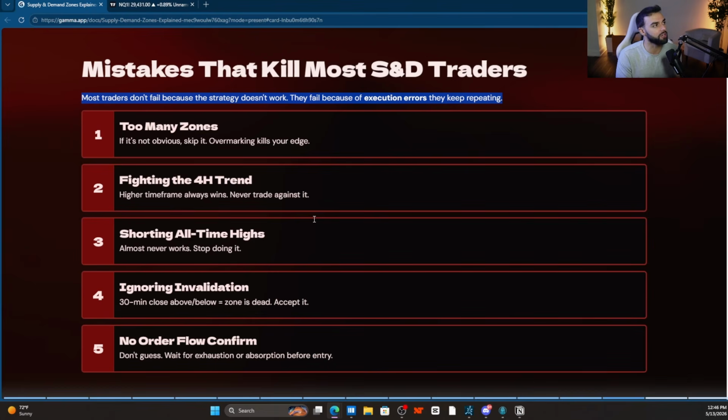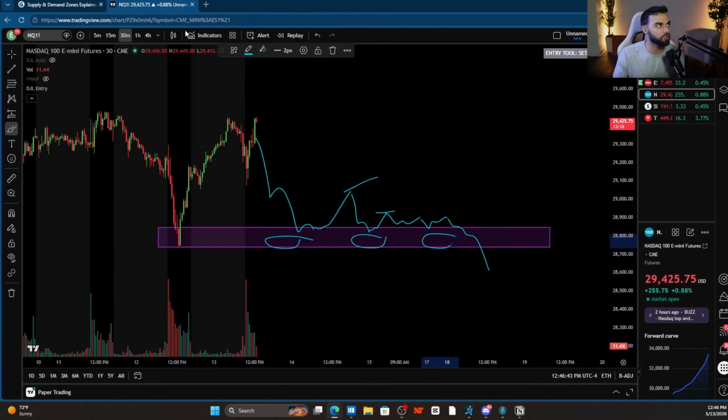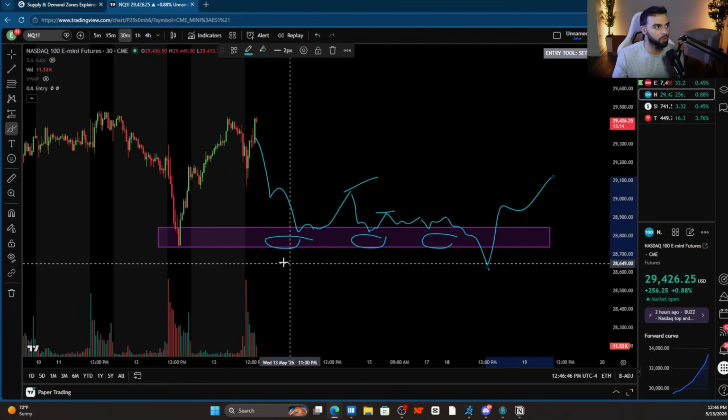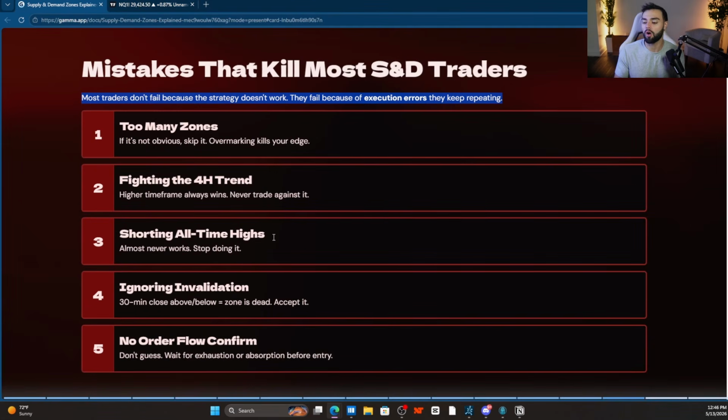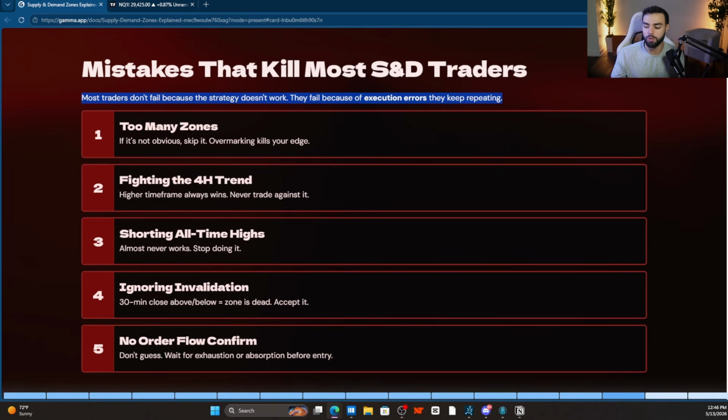Ignoring zone invalidation. If a zone is invalid, it closes underneath in the 30-minute time frame. It did that for a reason, right? The win rate of those zones drops. Ignore it. Stop trading it. And no order flow confirmation. Don't just take a trade because we bounce off a zone or because we're in a zone. Wait for all the confirmations I just told you in this video.